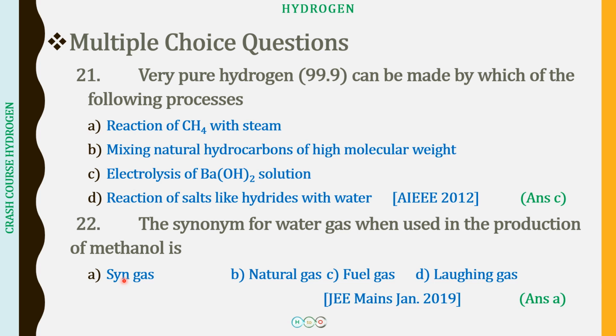And we call it syngas because the full form of syngas is synthesis gas. It is used for the synthesis of methanol and many other organic compounds. That is why we call water gas syngas. Okay, and this was the question asked in JEE Mains January 2019. So you will be seeing the reactions on the next slide.